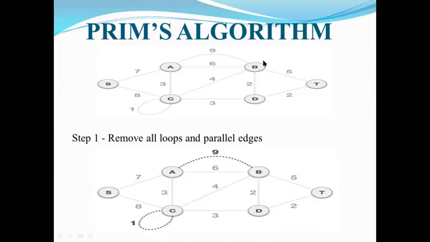We must not contain those types of edges. We should contain only one edge between 2 vertices, and that too the minimum cost edge. Whenever parallel edges are there, we must remove them, and we must remove the cycle. See here, C has a cycle. Remove this cycle, and A has 2 parallel edges. You must remove 1 parallel edge.